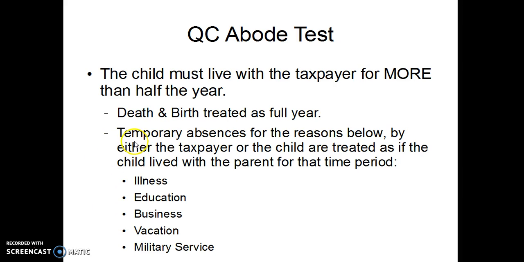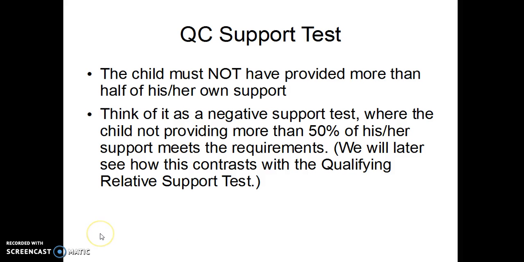Now it's important to notice these are temporary absences, so there has to be an intention to come back after. So if a child is overseas for education and they're going to come back eventually after they finish education, that's okay. They can be away for the whole year for education and they will satisfy this test. But if the child never plans to come back, they're there for education and they're married there, they have a job there, then they will not be satisfying this test.